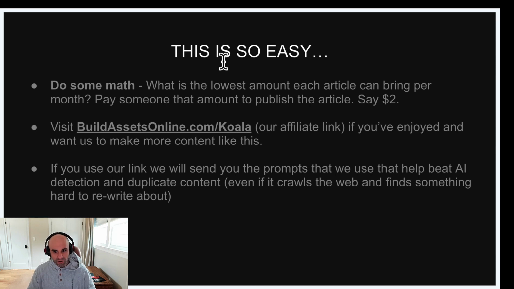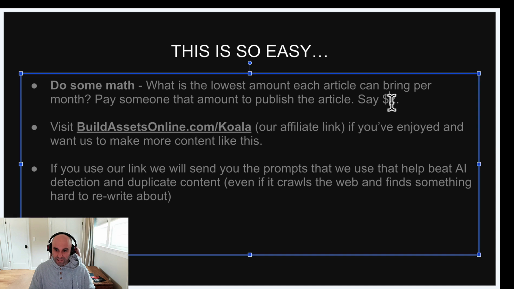What is the lowest amount each article can bring per month? If you're doing this for a dropshipping store, each article RPM might be really high. So each article has the potential to maybe bring in one sale a month or one sale every couple months. If you're monetizing your site with display ads, that's going to be a little different. Say each article has the potential to make $2 a month. Say you're using display ads, whatever. If it gets such and such visitors per month, it's going to make $2 per month.